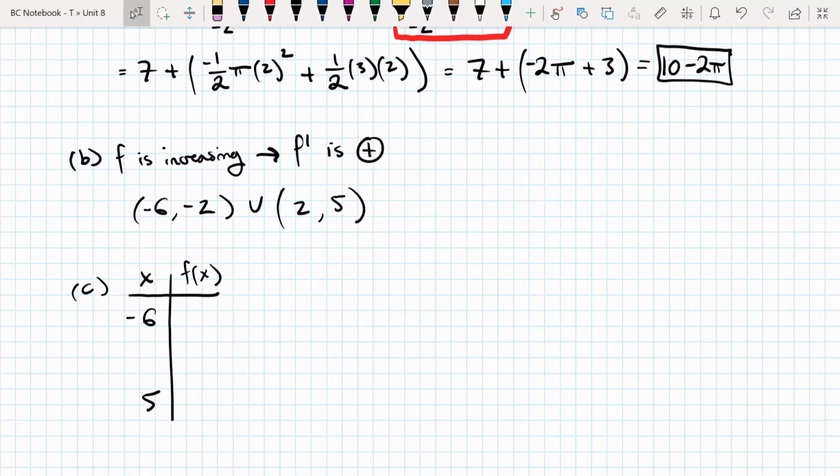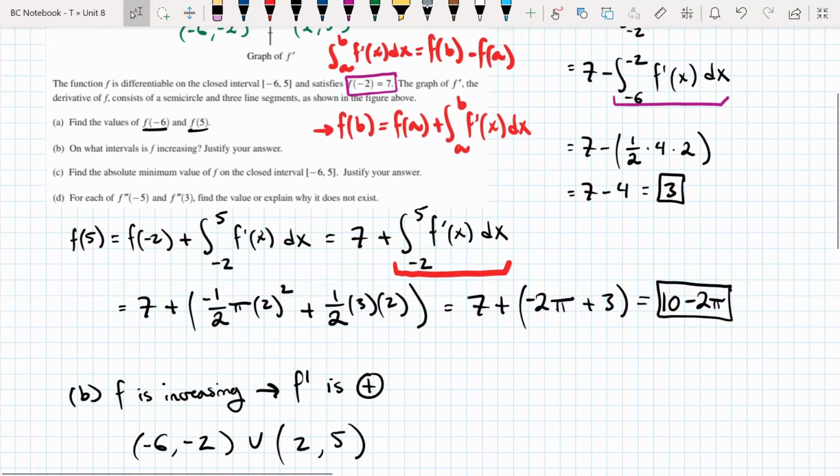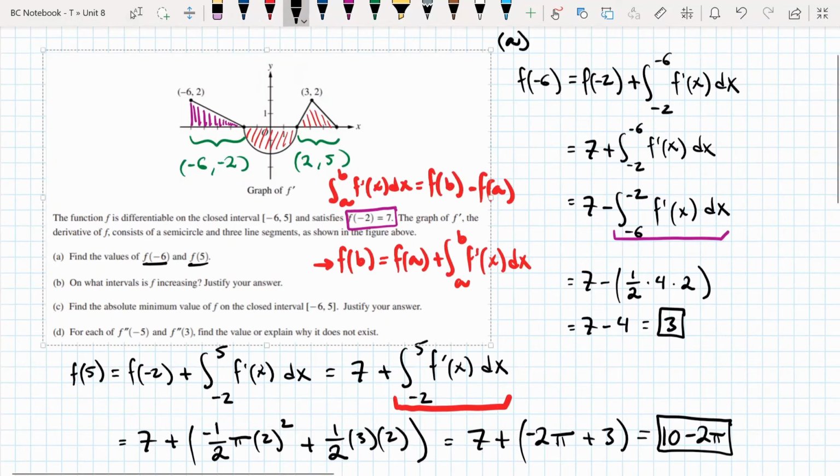Well, we already evaluated these two numbers in the first question, so the absolute minimum could be here at -6, which we defined as 3, or it could be here. But we have to check one more point, and that's going to be the relative minimum. The relative minimum is where f prime goes from negative to positive. So let's go back to our graph and determine where the derivative goes from a negative value to a positive value. Right here, the derivative goes from negative to positive, so there's going to be a relative minimum at 2.